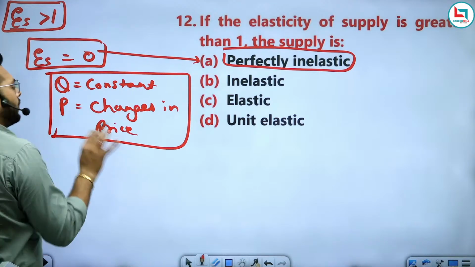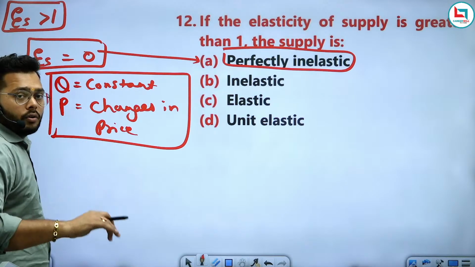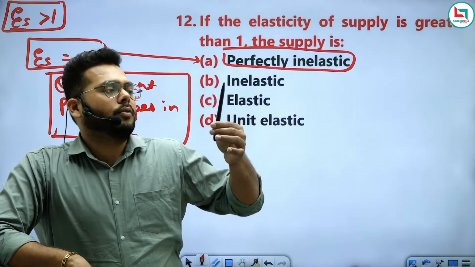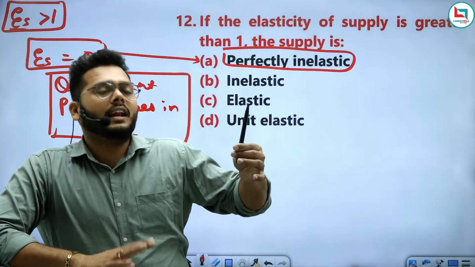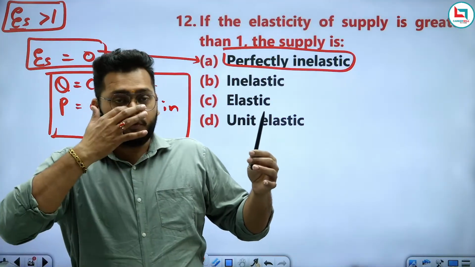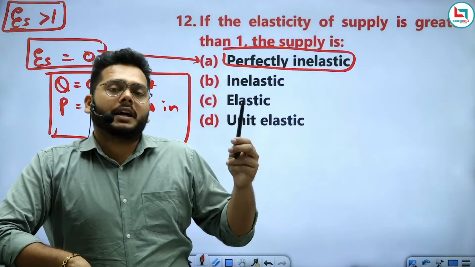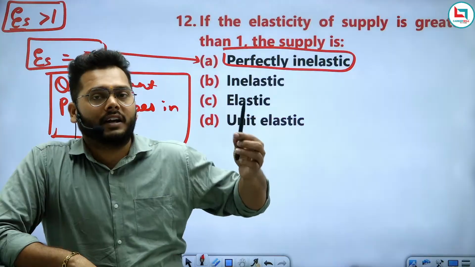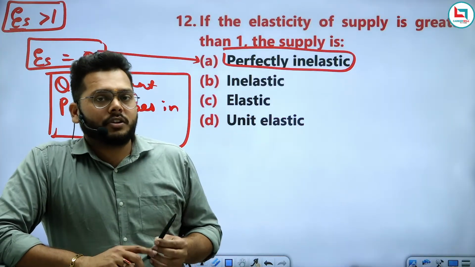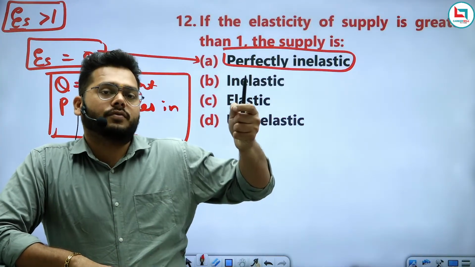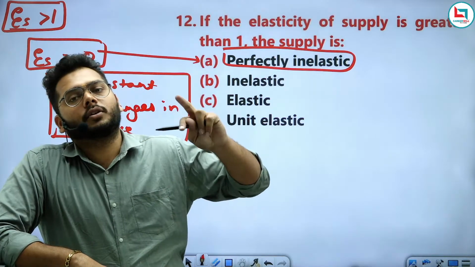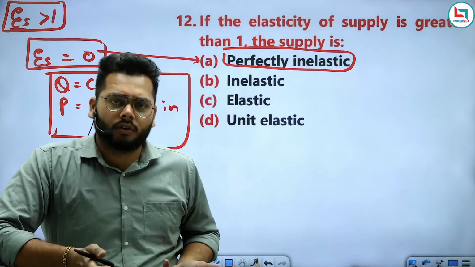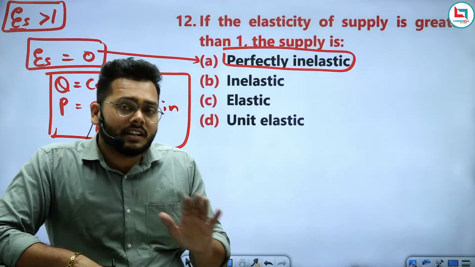Change in quantity will be constant. Let's say if the price of this marker changes from 10 rupees to 15 rupees, still I am buying the same quantity that I was buying before. If the price of the marker decreases by 2 rupees and becomes 8 rupees, the base price of this marker being 10 rupees, it means there is a decrement of 2 rupees. Still I am buying the same quantity that I was buying before.